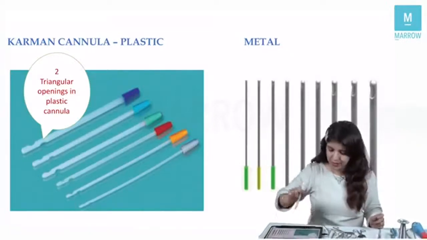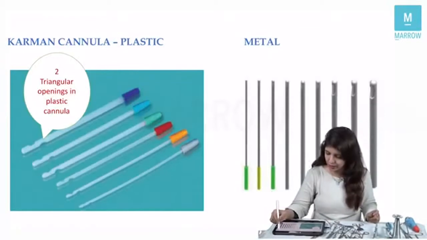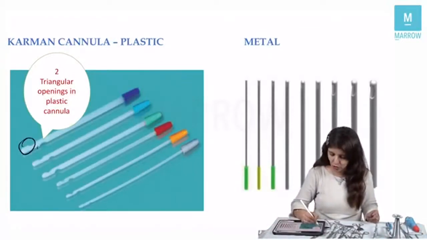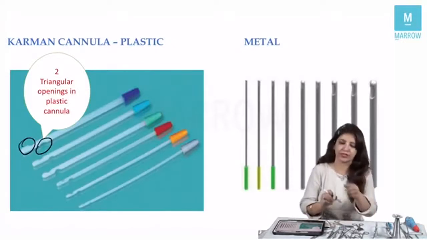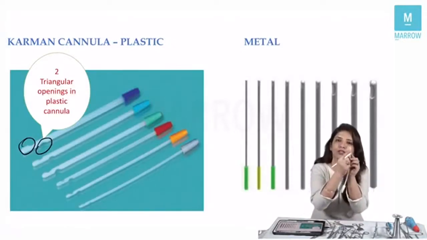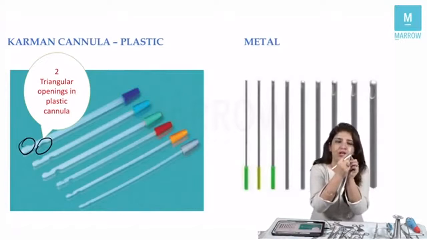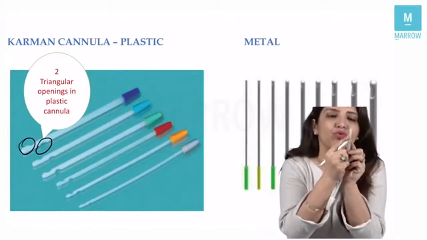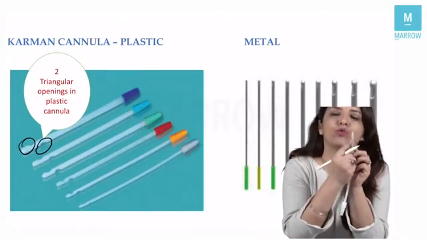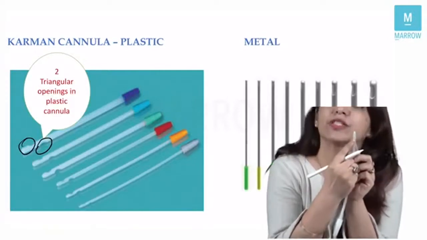Here you can see I have marked it for you on the image as well, that you are going to identify it on the basis of two triangular openings. Can you see two triangular openings? Yes? So on the basis of these two triangular openings, you are going to identify Karman's cannula.